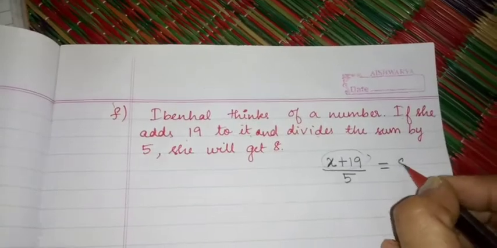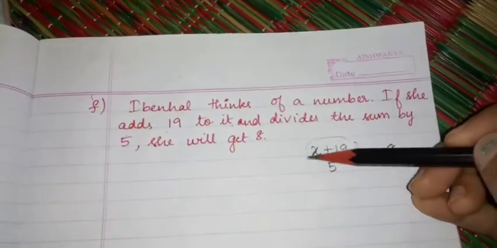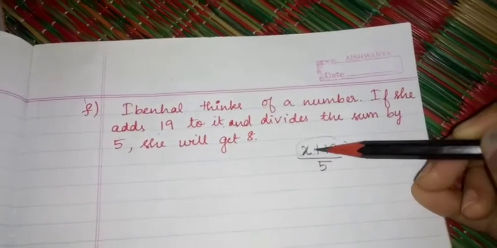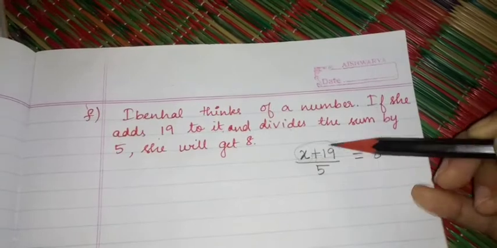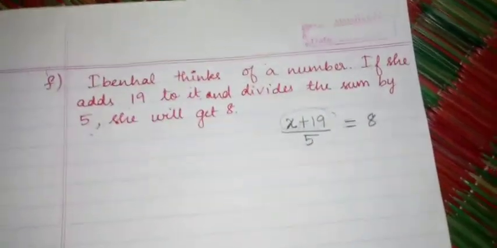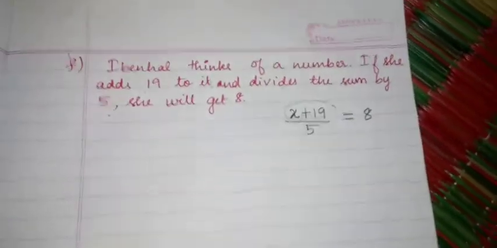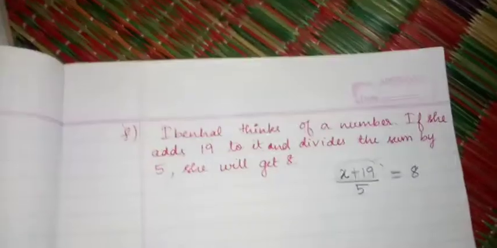She will get 8. Listen, children. Ibn Hal is thinking of a number. She is adding 19 to that number. This sum value is divided by 5. She will get 8. So this is your equation. Now I have found the equation, right? Now listen, I am going to write the solution for this.